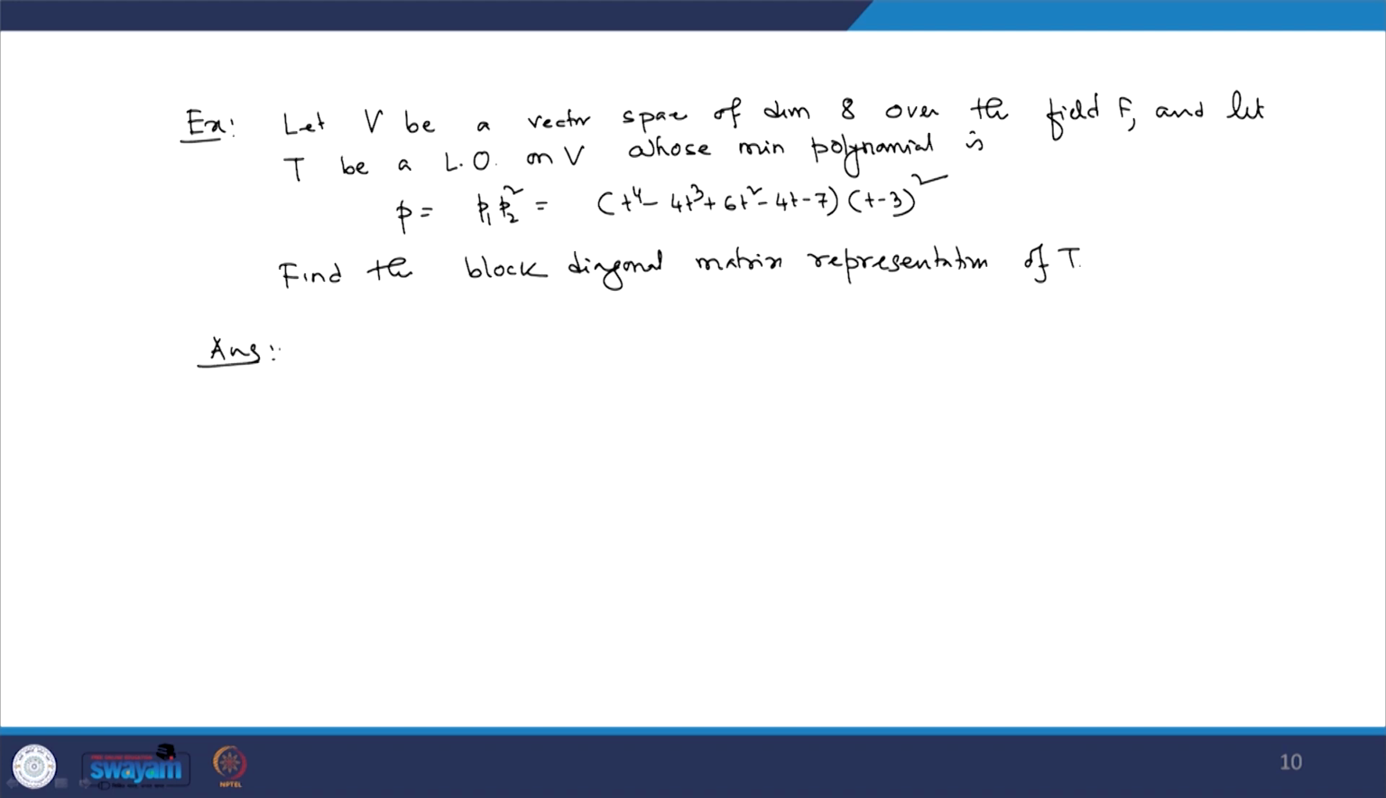I have taken an example where V is a vector space of dimension 8 over the field F, and T is a linear operator defined over V whose minimal polynomial P is equal to P1 into P2 square, where P1 is equal to t to the power 4 minus 4t cube plus 6t square minus 4t minus 7 and P2 is equal to t minus 3. So, we have to find the possible block diagonal matrix representations of T.